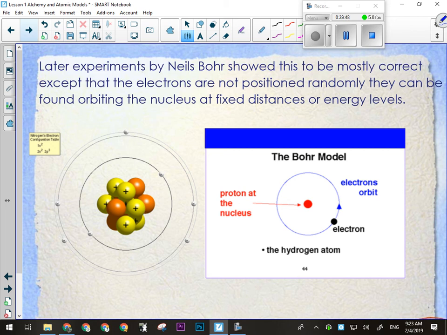They would look like planets orbiting the sun, except some of them would share the same ring, and they would move around like this. But if I take a snapshot of it, this is what I would see. Obviously though, an atom is always changing, so a snapshot isn't exactly what we're looking for.